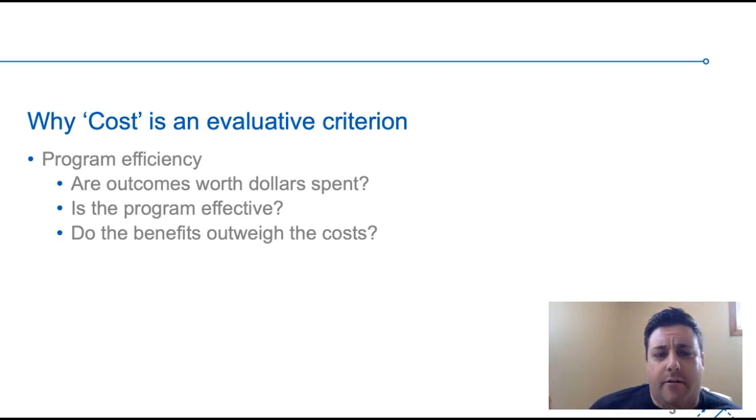The second thing to think about in terms of why cost is an evaluation criterion is this idea of efficiency. So are outcomes worth the dollar spent? Are programs effective? And do the benefits outweigh the costs? Now I want to pause here for a second and remind us of where we've talked about benefits outweighing costs before.